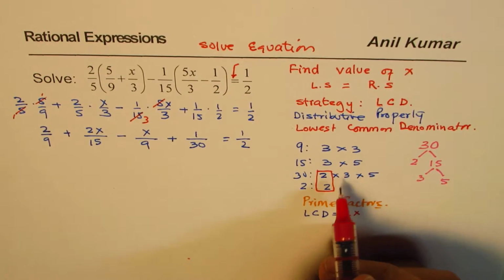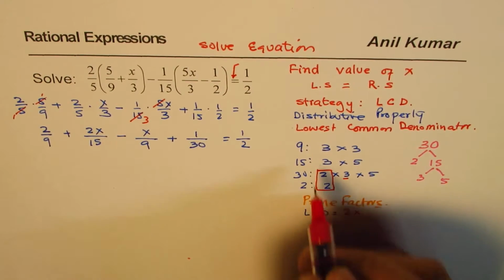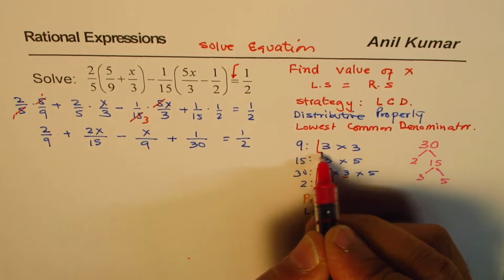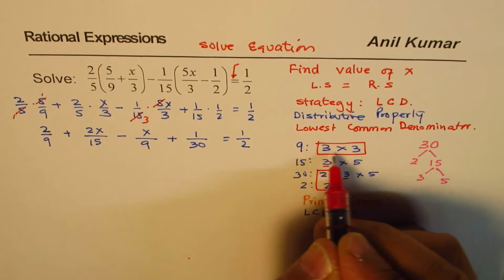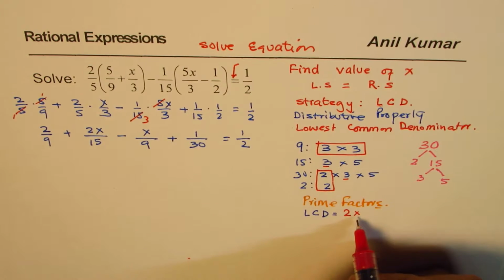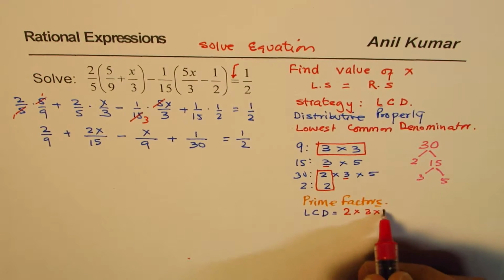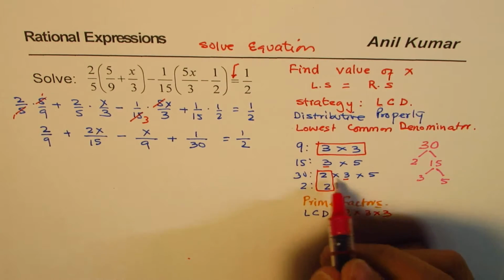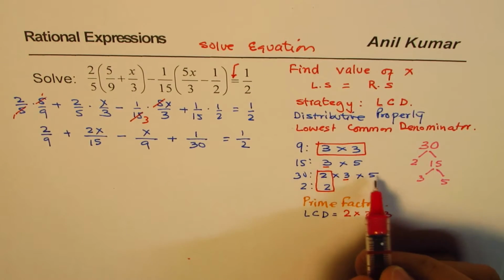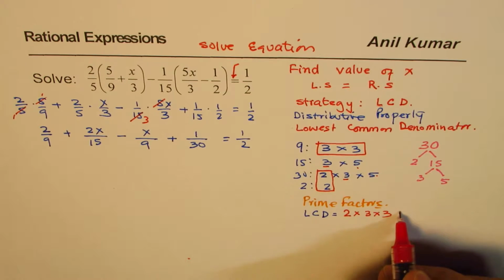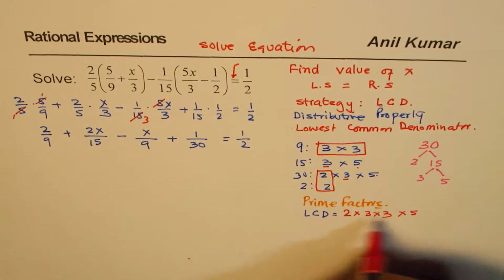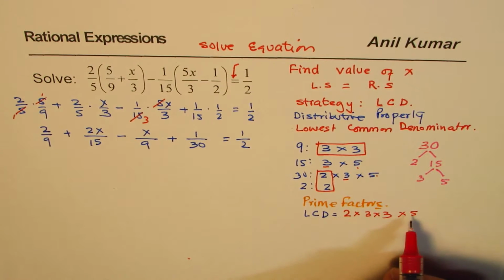Now let's look into 3's. If you see there is 1 3 here, 1 3 here, but in this case we have 2 3's. So what we do is we'll take the maximum number of factors of the same kind. So it is 3 times 3, which is important. So we have taken care of 3. How about 5's? There are only 1 and 1, so we'll take one of them. So that becomes the lowest common denominator, right?